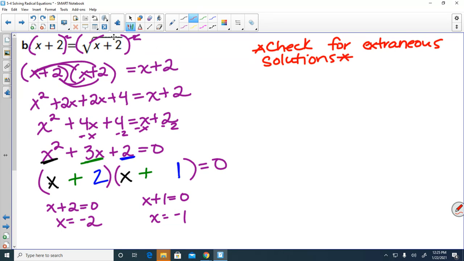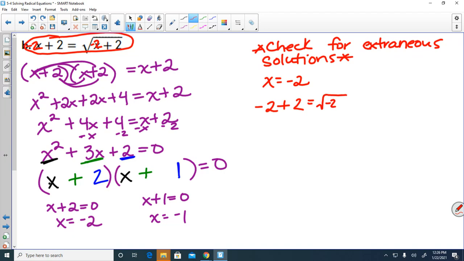So to do that, I go back to my original equation. Let's see, I want to check x equals -2 first. So I'm going to substitute in -2 for each x. So that means I'll have -2 plus 2. Is that equal to the square root of -2 plus 2? Well, -2 plus 2 is 0. Is 0 equal to the square root of 0? Yes, that's true. So x equals -2 is a solution.